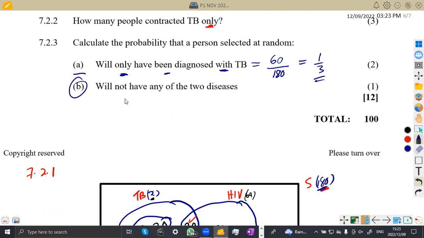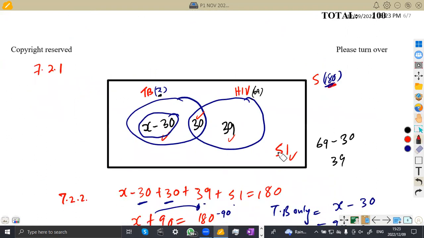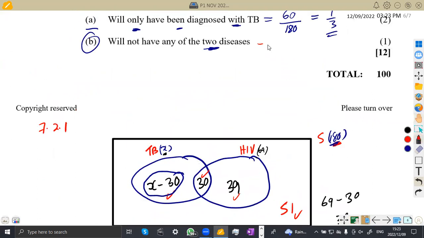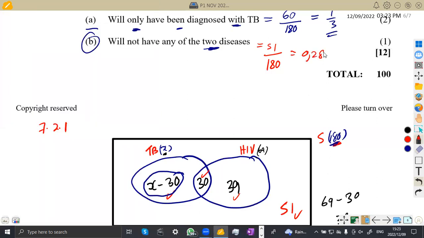All right. B, the person will not have any of the two diseases. So the person in the survey will not have these diseases. So as you can see, there are 51 people who do not have any of these diseases. So it's going to be the required outcome, which is 51, over the possible outcome, which is 180. All right, so you can write it as 51 over 180, or you can write it as a decimal. That's 51 divided by 180, which is going to be 0.283333, which is 0.28 to 2 decimal places. Remember, your instruction is supposed to be to 2 decimal places.